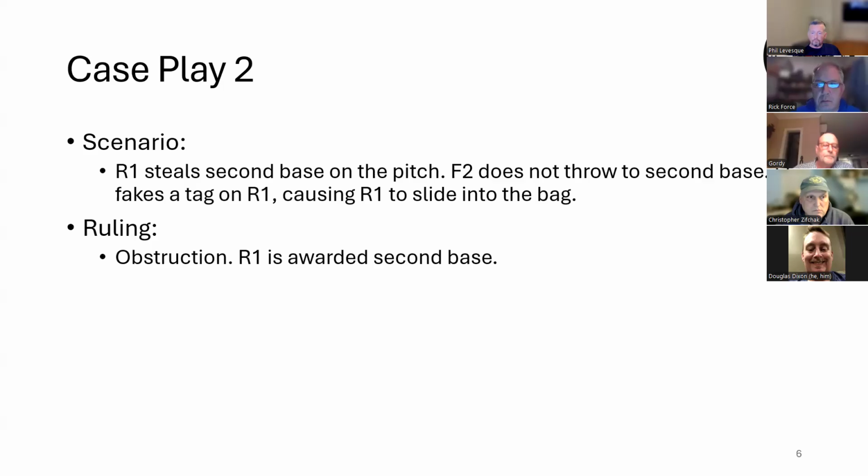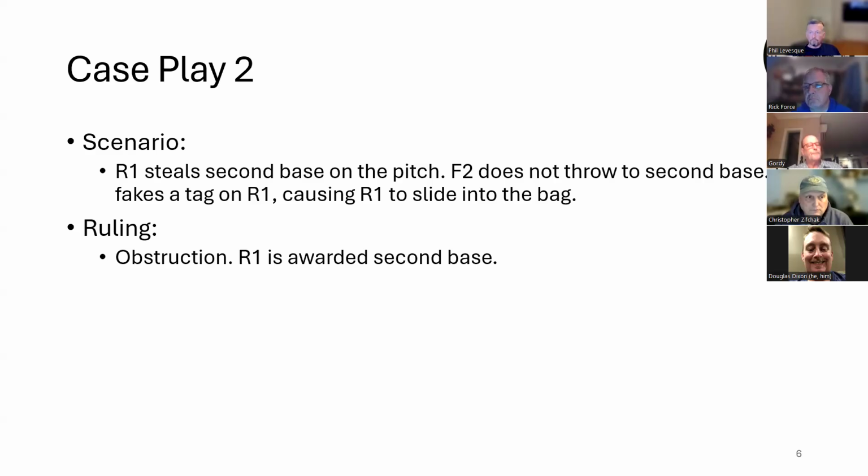According to the rules, would this be an obstruction if he came in standing up? Yes. There's no must slide rule in Federation. Yeah, but that's what's causing the change in play, in the sense that if he didn't slide, he was going to go in standing up because there was no throw. It's the fake tag that caused him to slide. Yeah, but even if he doesn't slide, the fact that there was a fake tag, we have obstruction.